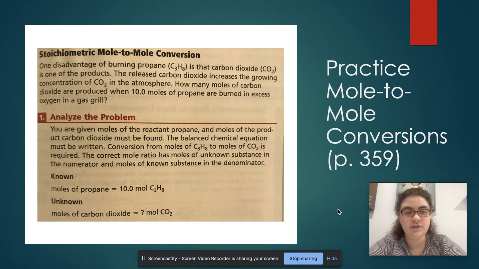In this question, we're going to look at the combustion of propane, which is exactly what we did in the last example. But this time, we're asked how many moles of carbon dioxide are produced when we have 10 moles of propane being burned in excess oxygen in a gas grill. Excess oxygen means that we won't be running out of it, so we don't need to consider it a factor in this problem.